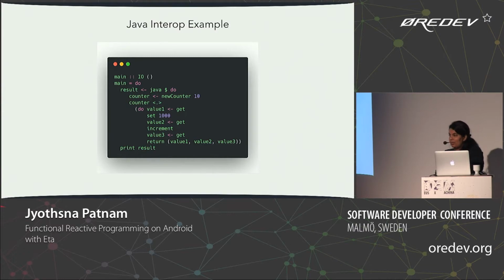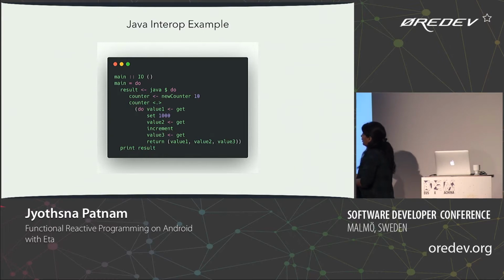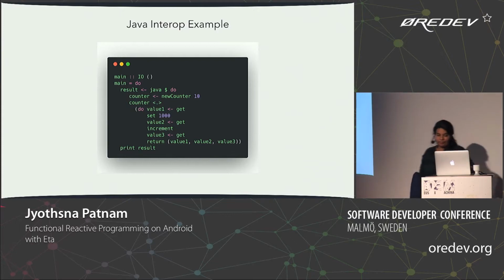Here is the converted Java code. By the way, this is like a one-off translation. I'm not going to cover how you can actually convert Java code to ETA code, but you can do it. There you can see the Java function, which converts the Java expressions into an IO type unit so that our main function can use it. So you create a new counter, initialize it to 10, and then you can do some state changes and print the final result over here.